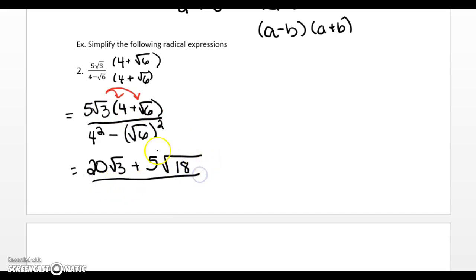That there is all divided by, so 4 squared is 16, subtract. The square root of 6 squared, that square cancels out the square root and you're left with just 6.